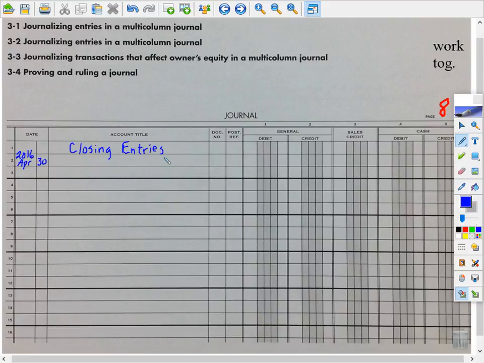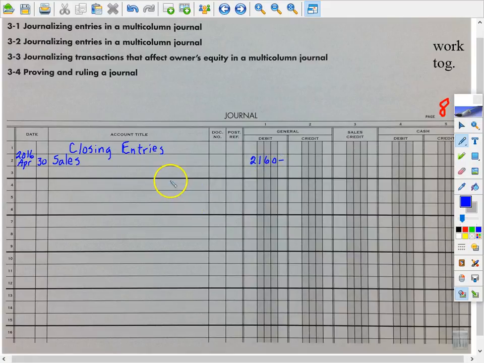So look on the worksheet and tell me in the income statement credit column, what is the sales balance? Anybody see that on the worksheet? 2,160. So we're going to debit sales for that amount.